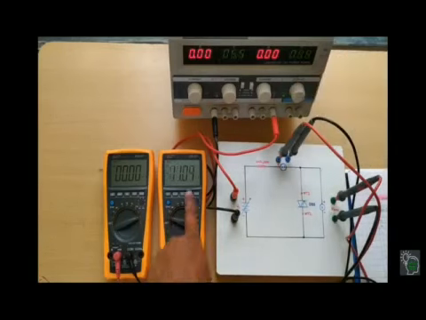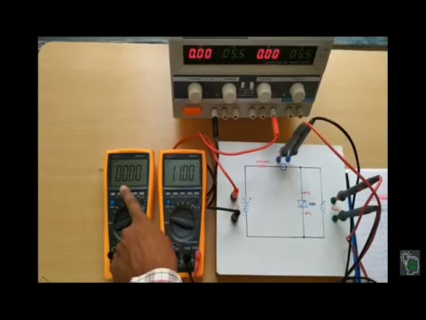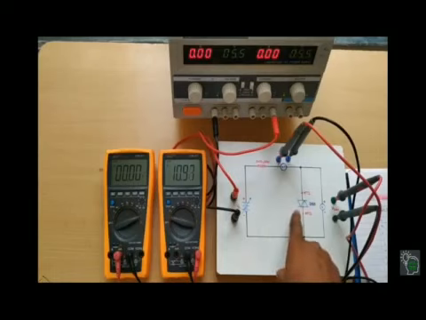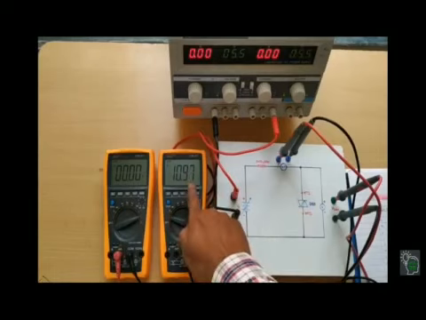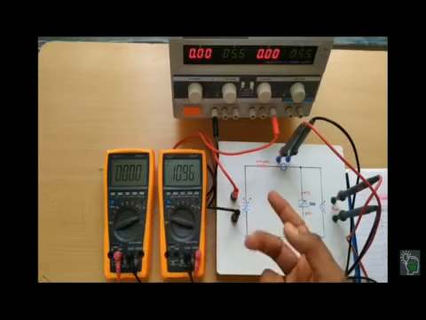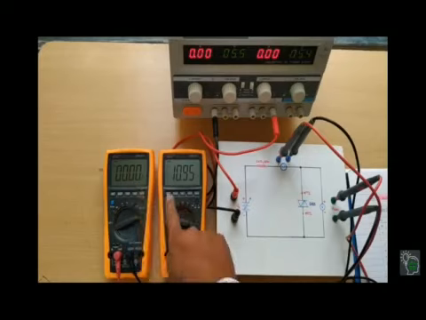Slowly we are increasing the voltage. Here 5.5 means 11, around 11 volt. 11 volt supply is given to the Diac, but the current is 0 at this condition. Current is 0.